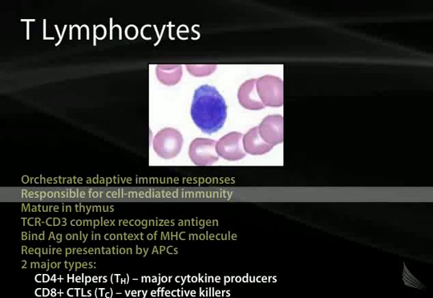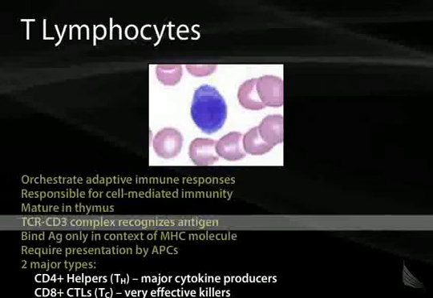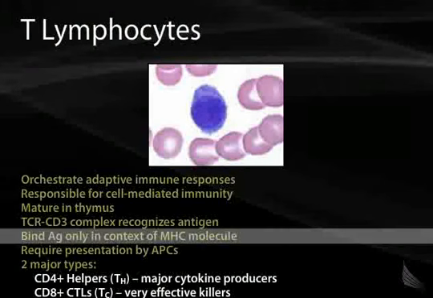They're responsible for what we call cell-mediated immunity, to differentiate them from humoral immunity, which is under the auspices of the B cell immune response. These T cells, although they're born in the bone marrow just as all other white blood cells, actually mature in a different organ called the thymus, which we'll talk about later. They recognize antigen that has been processed through a TCR-CD3 complex, or T cell receptor CD3 complex, and the antigen that they recognize is broken down, differentiating it from the B cells, which recognize antigen in its native form. The T cells will only bind to antigen that's presented in the context of an MHC molecule, and again, this is where those antigen-presenting cells come into play.